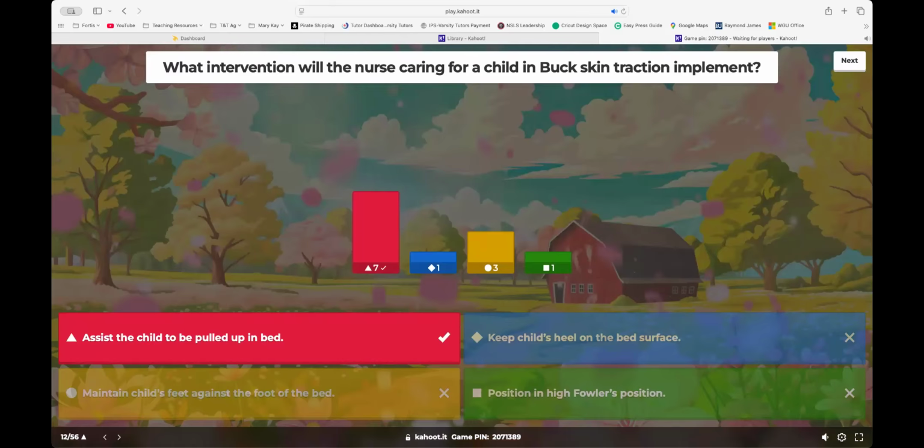So when we have a child in Bucks traction, we want to make sure they stay pulled up in bed so that we get that counter traction for that weight that we have. We want their heels to be elevated off that bed surface so we're not causing pressure ulcers. If we put the bed in high Fowlers, gravity is going to pull them down to that footboard where we do not want them to be.